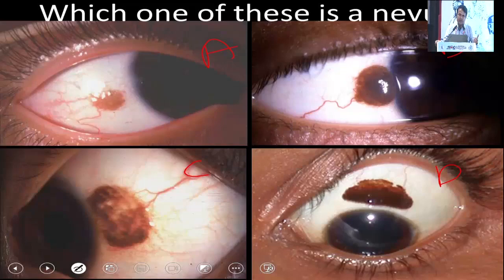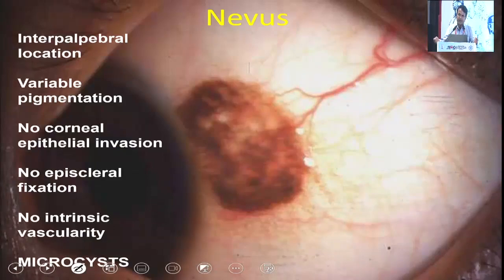But if this patient is sitting on your chair on Monday morning when you all go back to the clinics after AIOC and you have to take a decision as to which one is a nevus and which one is not a nevus and you have to commit to a treatment, how do you do that? Well, we have a clinical checklist, and the clinical checklist is very simple. If it is located in the interpalpebral bulbar area, if it has variable pigmentation starting from tan brown to dark brown, there is no corneal epithelial invasion, it respects the limbus, stops just short of it.